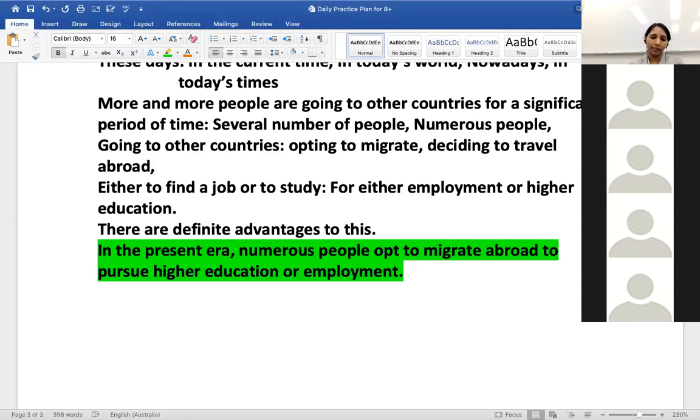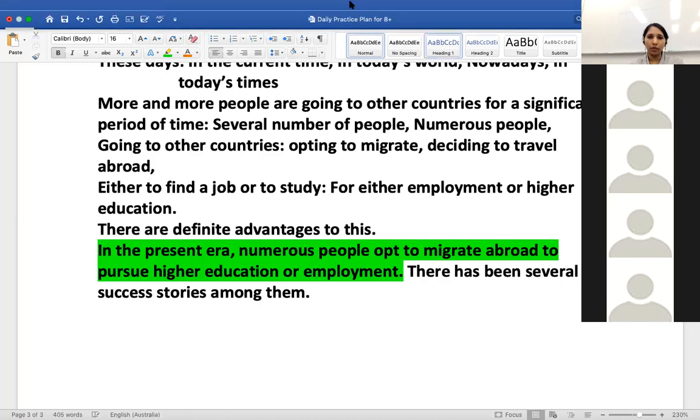So you put a supporting statement by telling, there have been several success stories among them. So this is your supporting statement.